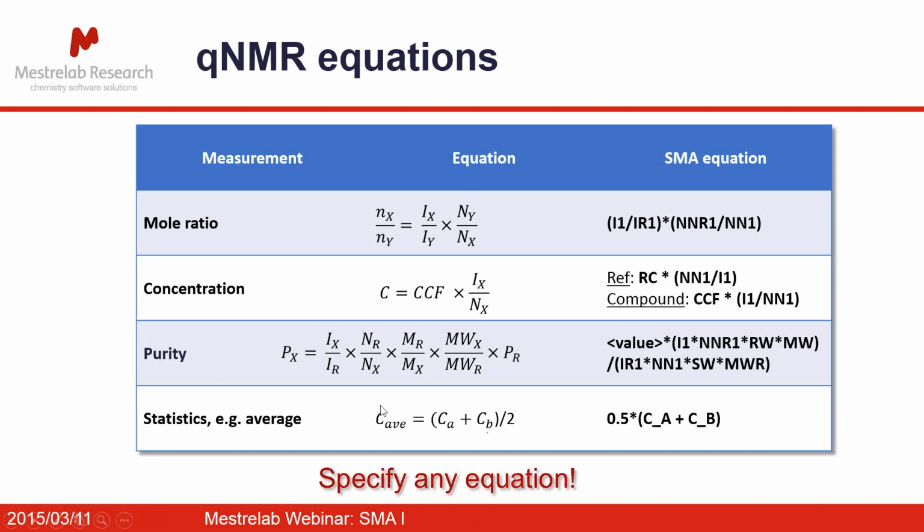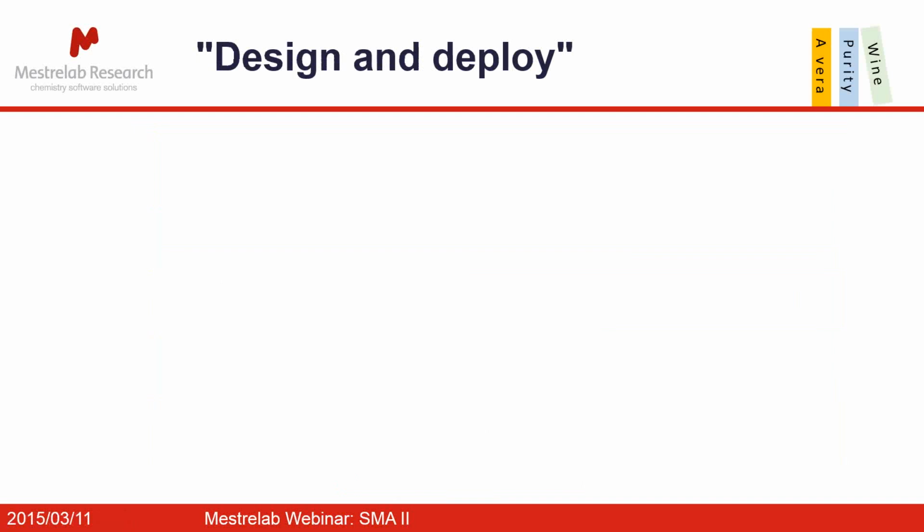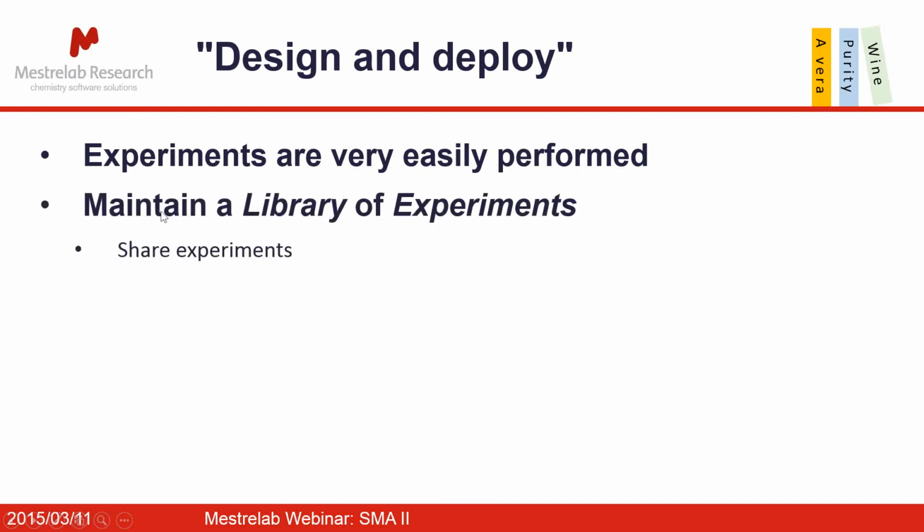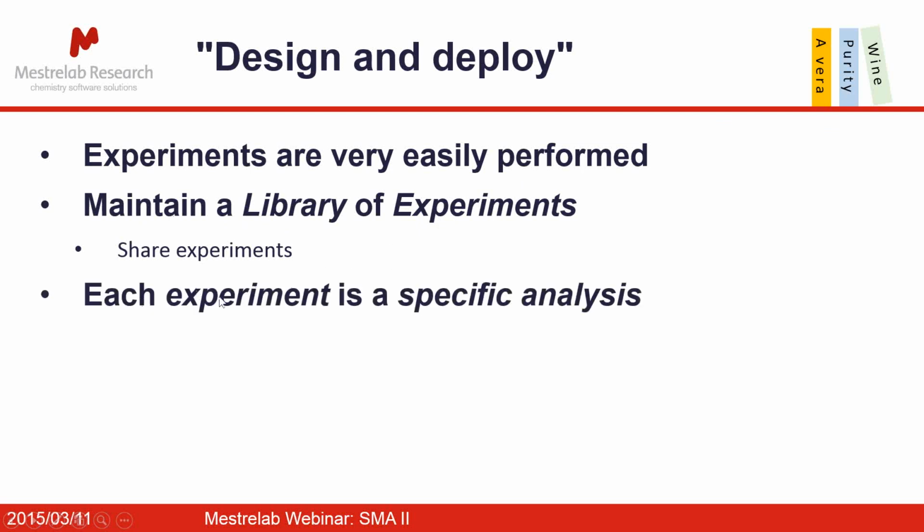And so you can specify any equation really. It doesn't have to be a particular one for qNMR. It can be empirically derived or anything you like really. So this design and deploy philosophy is one where experiments are very easily performed, and the fundamental unit here is something of a library, if you like. So we have a library of experiments which allows us to share those experiments, and each experiment is a specific analysis.